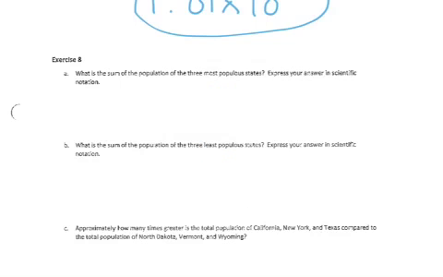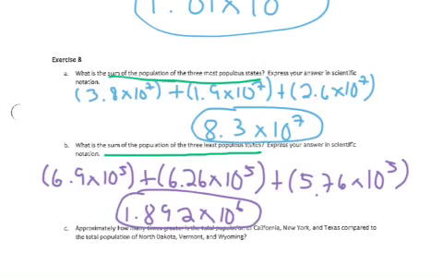For exercise 8, I want you to try letter A and B on your own, but this time we're dealing with the sum of the population of the 3 most populous states. So you're only looking at the population column and using that. And for part B, the sum of the population of the 3 least populous states. Try to do A and B on your own and get your final answer in scientific notation. When you are done doing that, you can press play to check your answers. For letter A, you should have 8.3 times 10 to the 7th, and for B, 1.892 times 10 to the 6th power. If you did not get those, as always, ask your teacher for help.